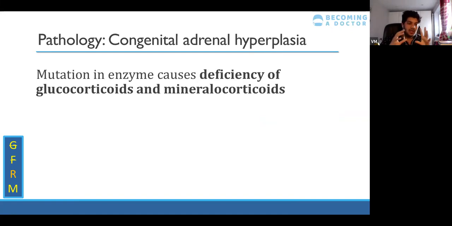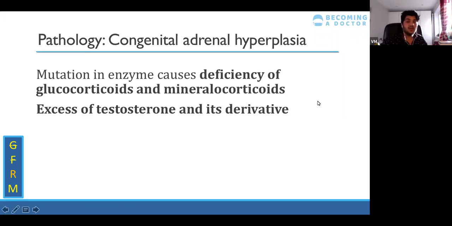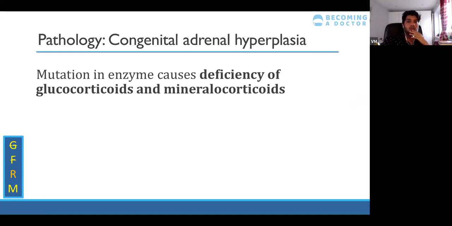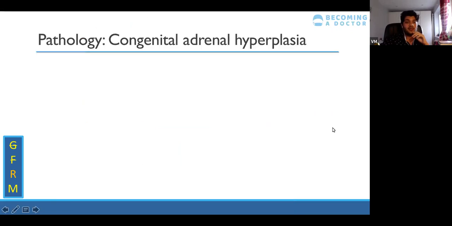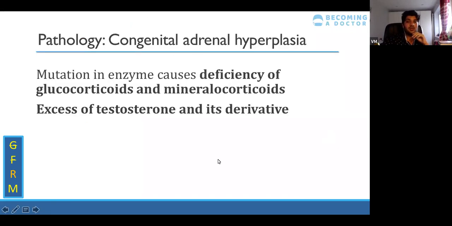It is a mutation in that enzyme, 21-hydroxylase, as the vast majority of CAH conditions are mutations in this enzyme. And as a result, we do not have the glucocorticoid and mineralocorticoid production. So we no longer have production of aldosterone, and no longer have production of cortisol. What we do have is an excess of androgen production. So if we look back at this diagram, these first two paths are blocked, but this last path, we have an excessive amount of it. So that's what happens in congenital adrenal hyperplasia.